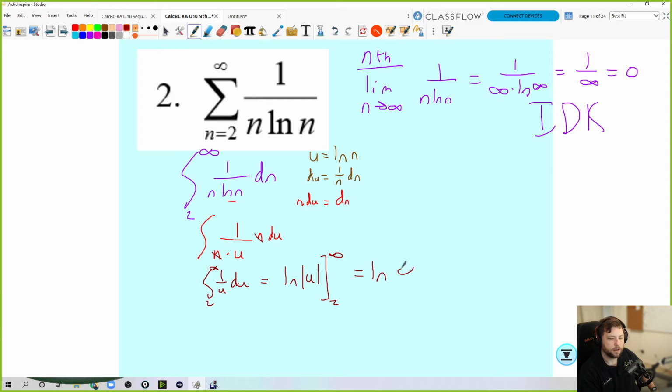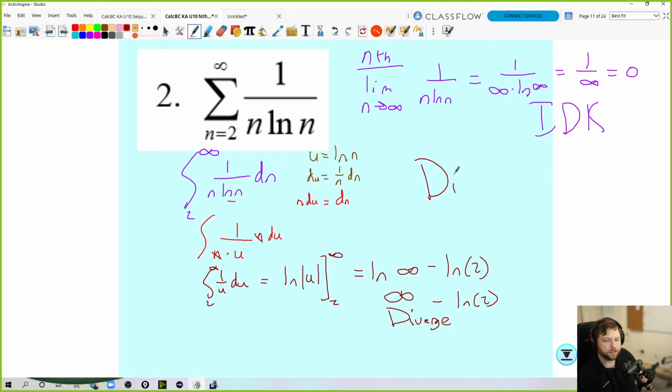So it's ln of infinity minus ln of 2, infinity minus a number. We diverge. This function actually diverges here, folks, because we have this infinity. So in this case, we would say it diverges by integral test.